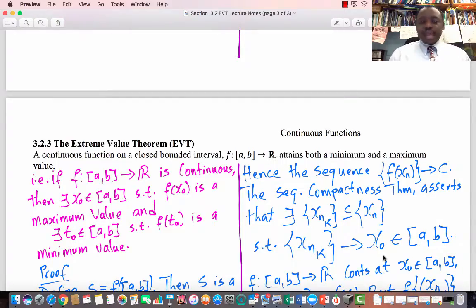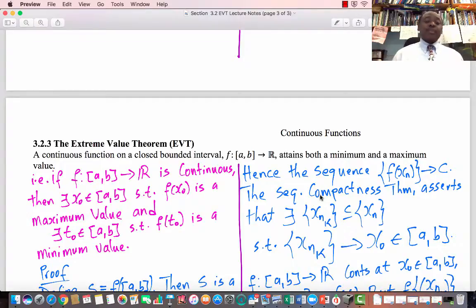Now that we have the lemma out of the way, we can go straight into the core of section 3.2, the extreme value theorem. Subsection 3.2.3, the extreme value theorem. A very simply worded theorem: a continuous function on a closed bounded interval [a, b] attains both a minimum and a maximum value.